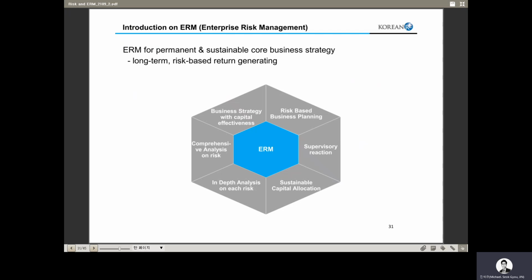To make it very clear, all of the reinsurance business activities are related to ERM, which is the core business strategy to enhance our capital and increase our ROE. ERM then is all the processes that are related to those.